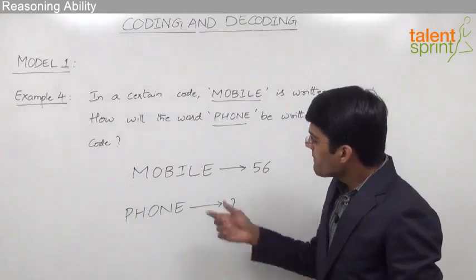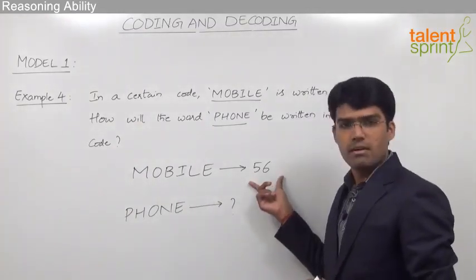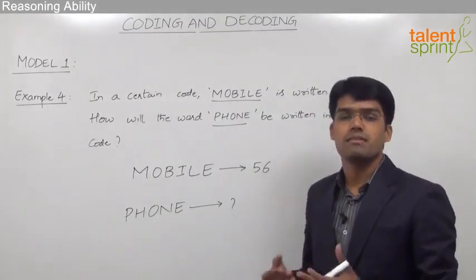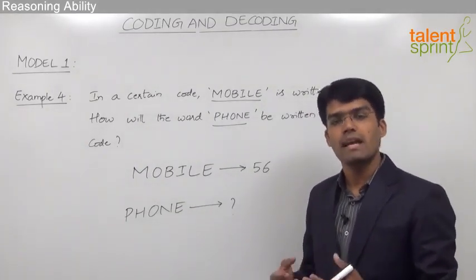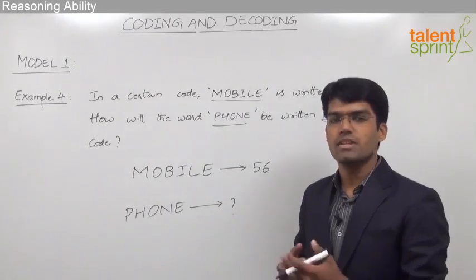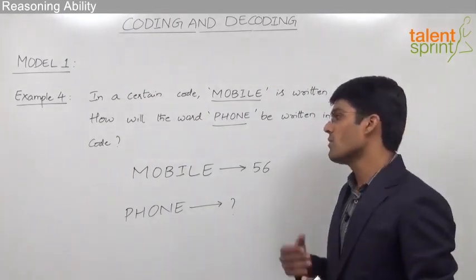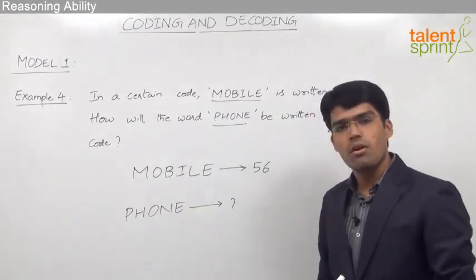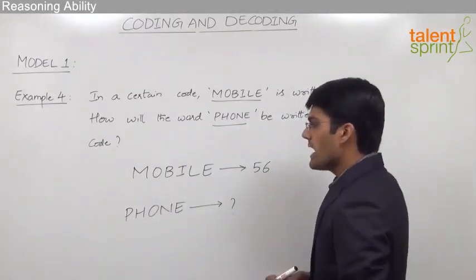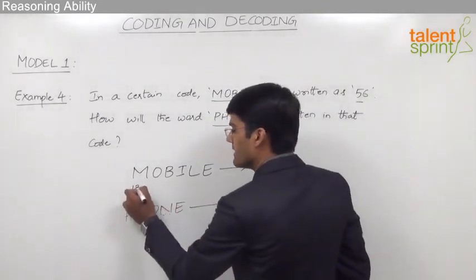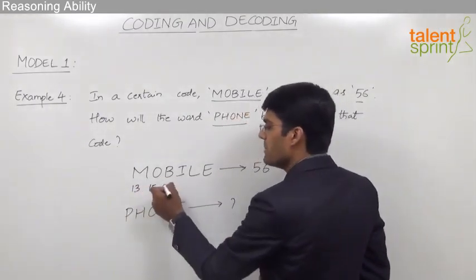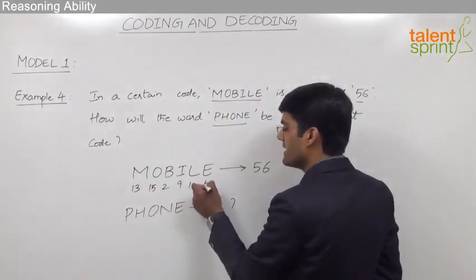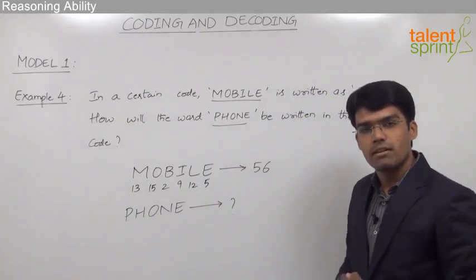Remember friends, whenever we have a 2 or 3 digit number as the coded form for the given word, the probable logic could be sum of the positions or the product or the average of the positions. So we can check with those logics and find out what can be the correct one. So let us first identify the position of the letters of the given word. As we know that M is the 13th letter, O is 15th letter, B is the second letter, I is 9th letter, L is 12th letter, and E is the 5th letter as per the alphabetical order.